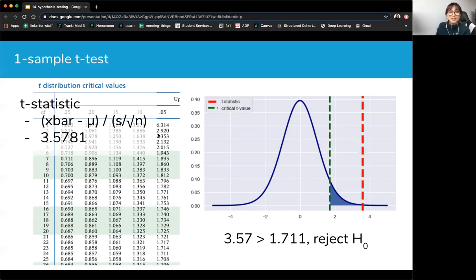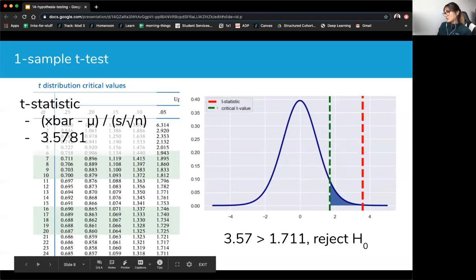So it's actually a very similar looking formula to the Z score. And with that calculation, it gives us a T statistic of 3.5781. The way that T tests work is slightly different from Z tests in terms of what values you're looking up. We have a very similar graph as yesterday here. This is a graph of the T distribution.